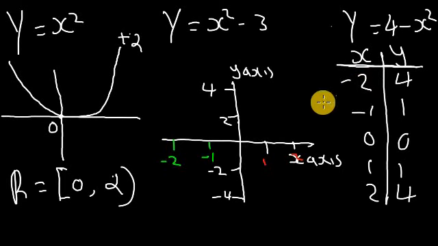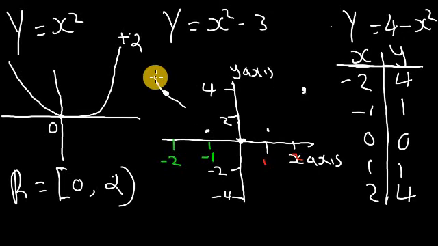So when x is negative 2, y is simply 4. So a point is here. When x is negative 1, y is 1. A point is here. Okay. When x is 0, y is 0. Another point is here. Alright. And when x is 1, y is 1. Another point is here. And when x is 2 again, y tends to be 4. And another point is here.